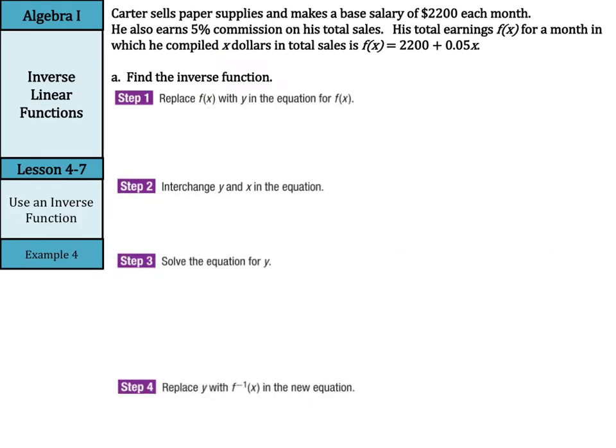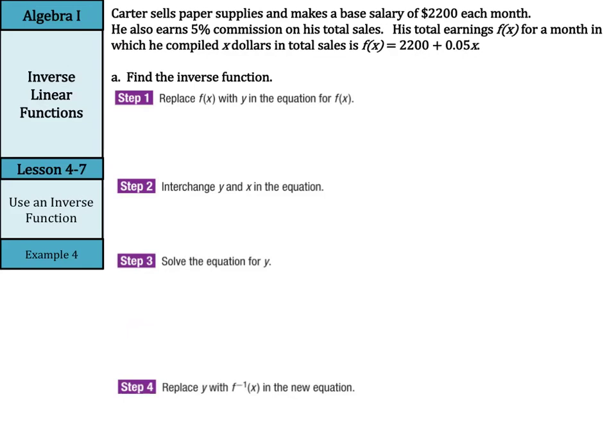Carter sells paper supplies and makes a base salary of $2,200 each month. He also earns 5% commission on his total sales. His total earnings f of x for a month in which he compiled x dollars in total sales is f of x equals 2,200 plus 0.05x. Our first question is asking us to find the inverse function.